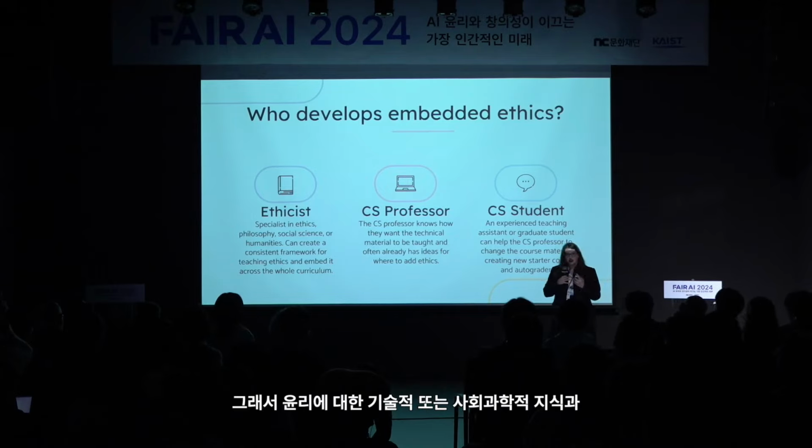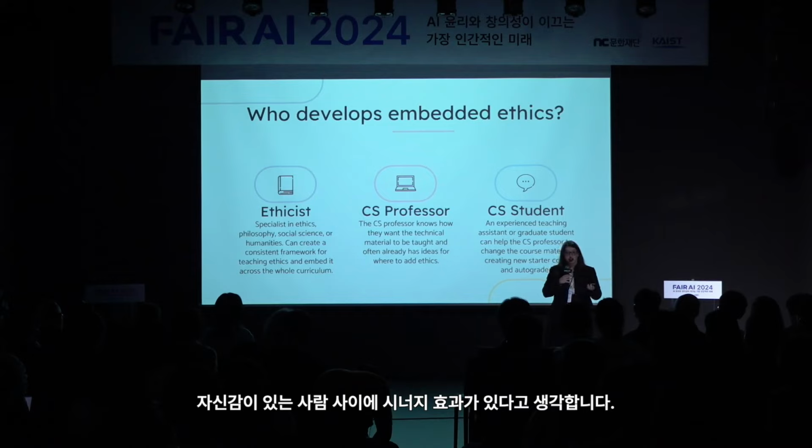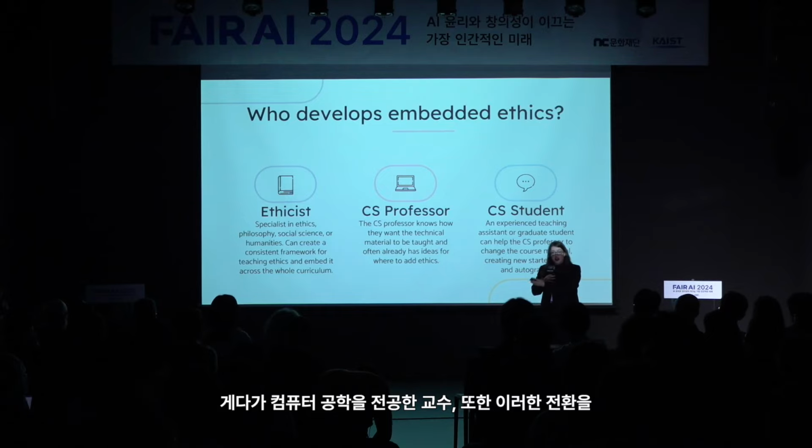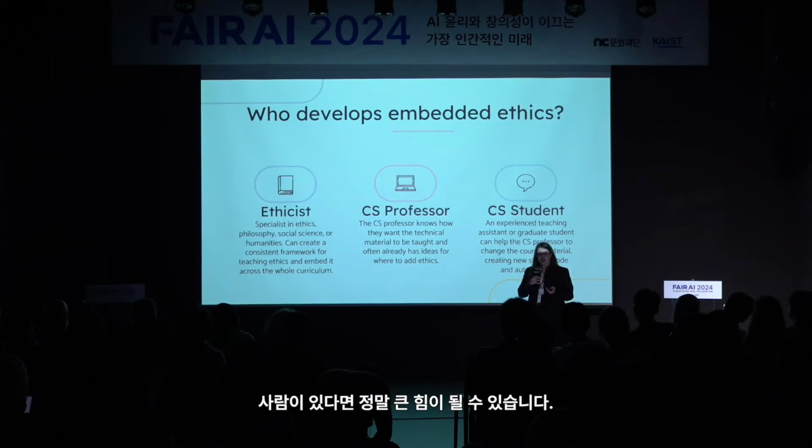So I think this sort of synergistic relationship between someone who's bringing both the technical or social scientific knowledge of ethics and the confidence to talk about these topics in an academic way, plus the computer science professor themselves, plus someone who can ease the way and make it a little bit easier to make this transition can be really powerful.